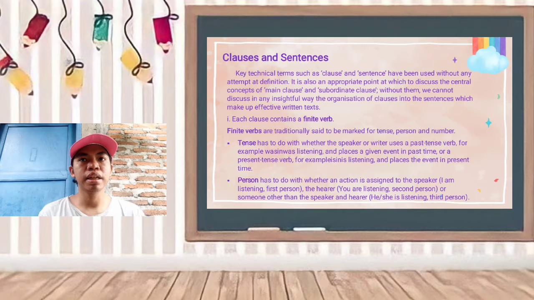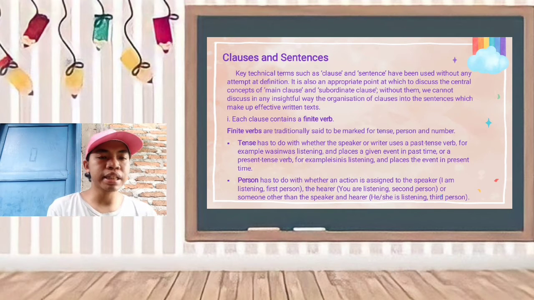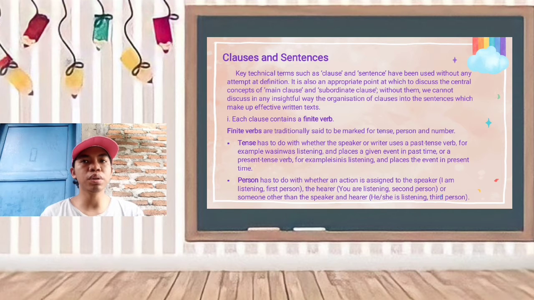Clause and sentence. Key technical terms such as clause and sentence have been used without any attempt at definition. It is also an appropriate point at which to discuss the central concept of main clause and subordinate clause. Without them, we cannot discuss in any insightful way the organization of clauses into sentences, which make up effective written text. Each clause contains a finite verb.